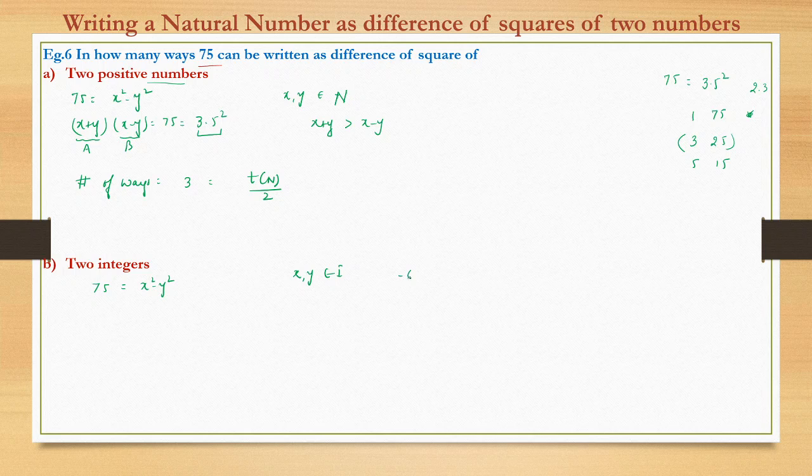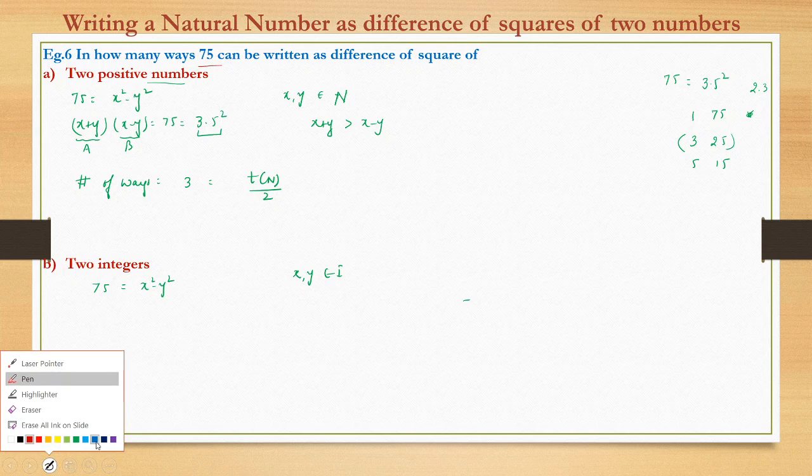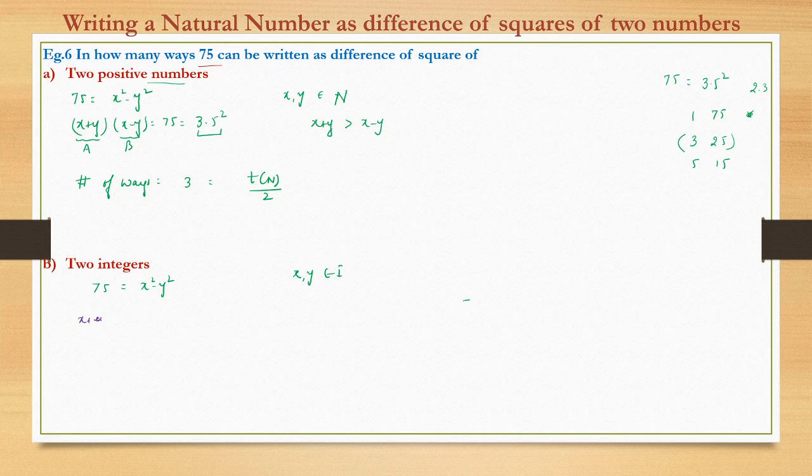Say suppose x is minus 6 and y is minus 1. So x plus y is minus 7 and x minus y is minus 5, which is greater than this. So it's not always a true case. There can be any relation between x plus y and x minus y. So now what is it? This is same as x plus y into x minus y is equal to nothing but 3 into 5 square.